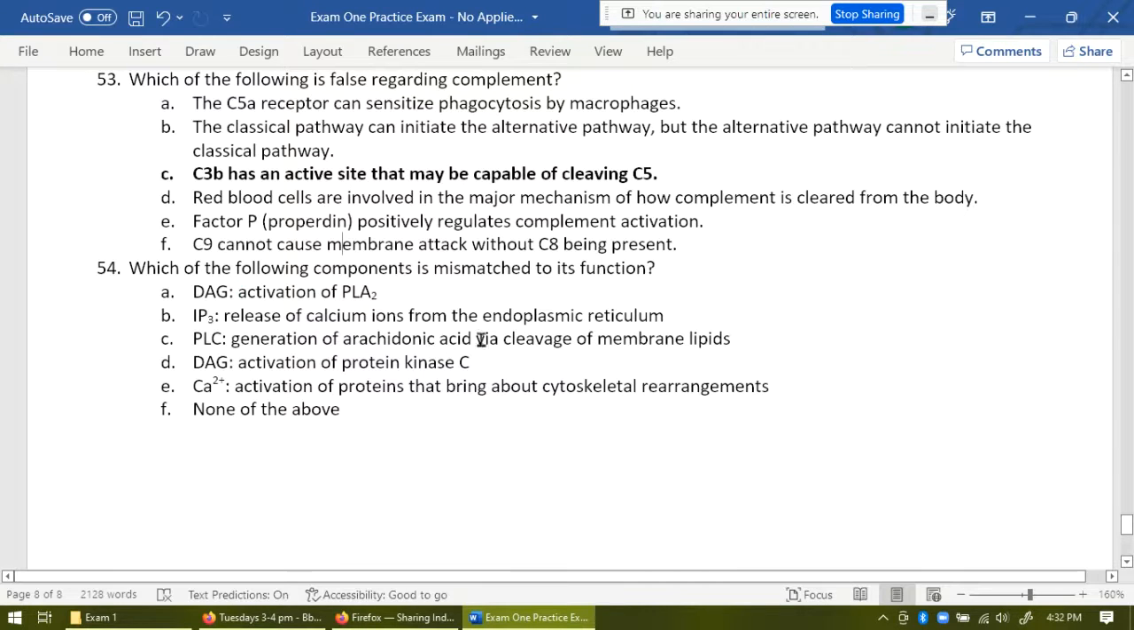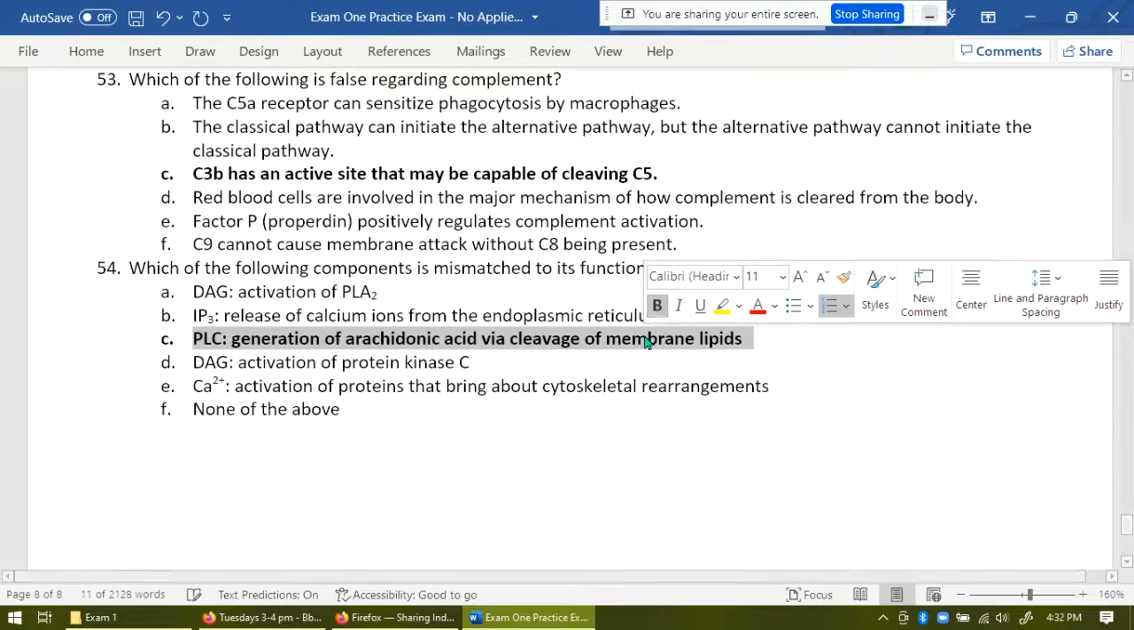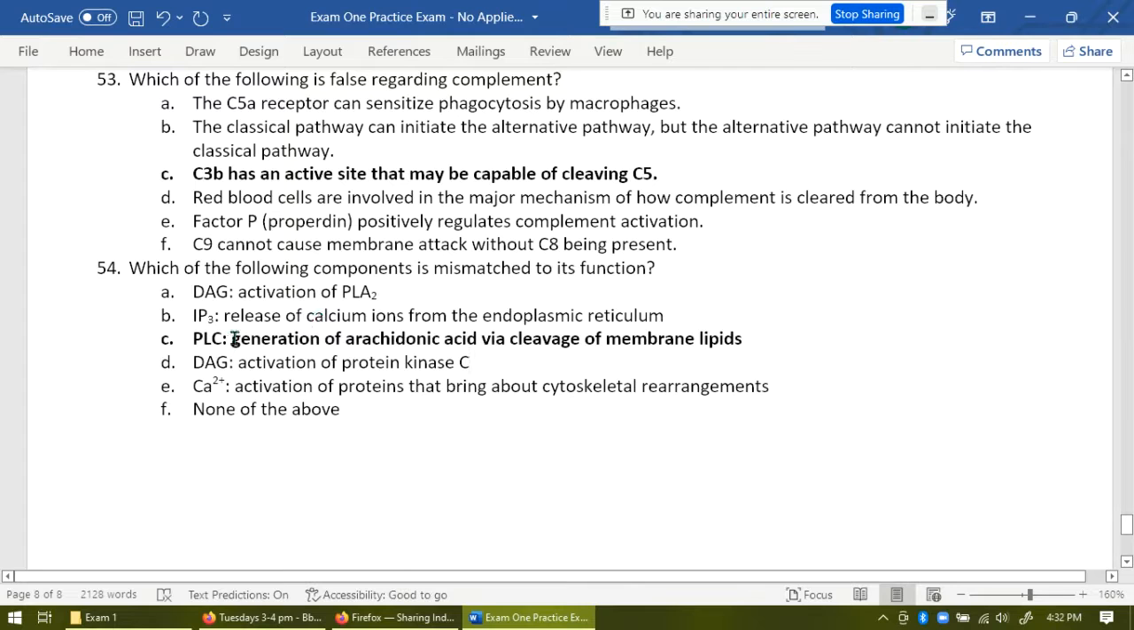PLC, generation of arachidonic acid via cleavage of membrane lipids. That one is your mismatched choice. PLC does not cleave arachidonic acid. Phospholipase A2 is what cleaves arachidonic acid. PLC cleaves PIP2 into DAG and IP3. Okay.